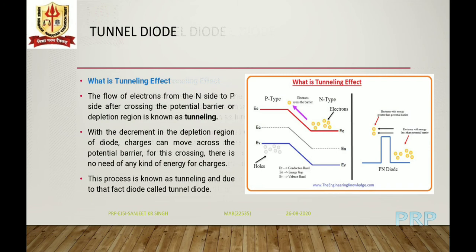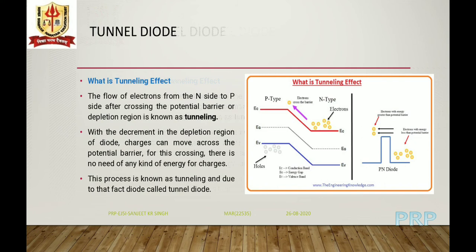Then how does tunneling take place, and what is the tunneling effect? The flow of electrons from the n side to the p side after crossing the potential barrier or depletion region is known as tunneling. With the decrease in the depletion region of the diode, charges can move across the potential barrier. For this crossing, there is no need of any kind of energy for the charges. This process is known as tunneling, and due to this fact, the diode is called a tunnel diode.